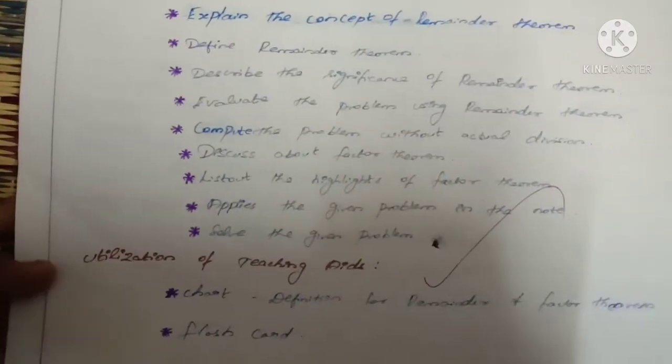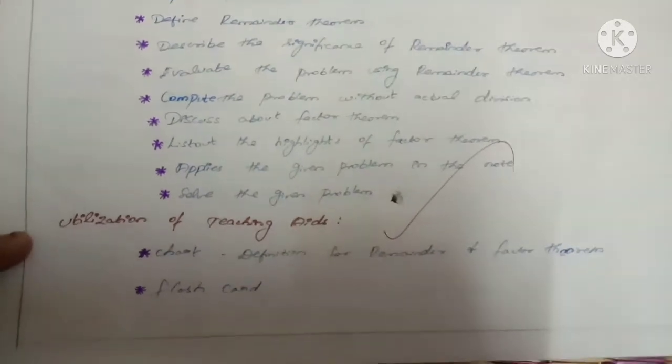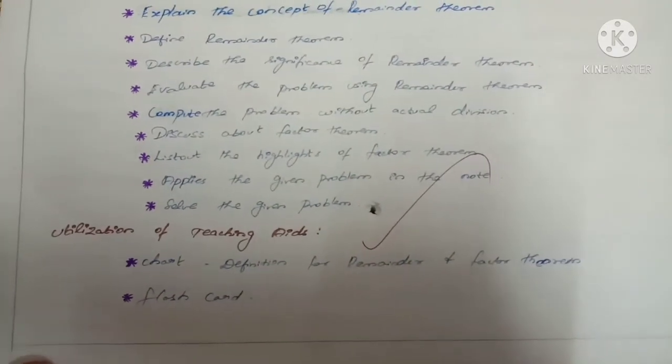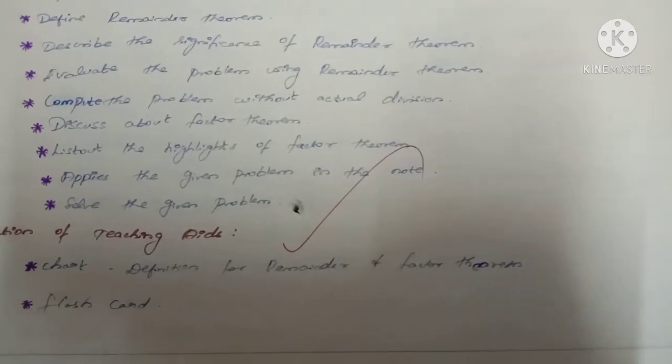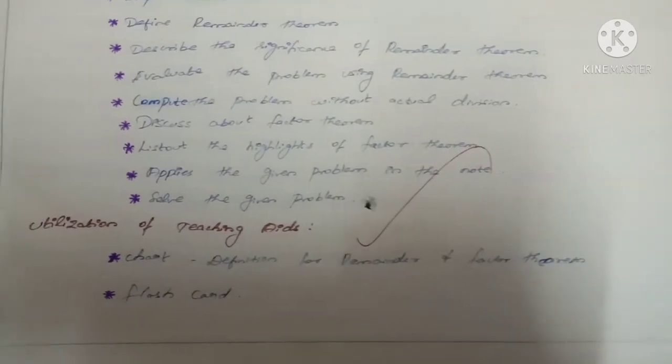Next one is utilization of teaching aids. Chart, definition for remainder and factor theorem. Then flashcard.